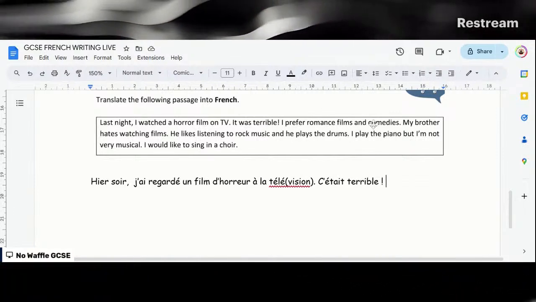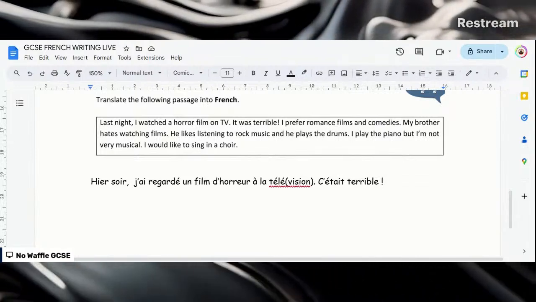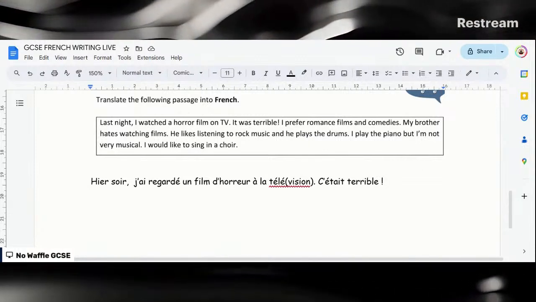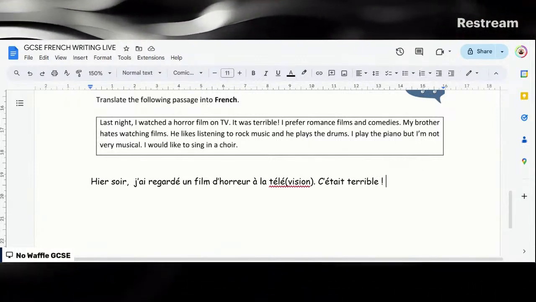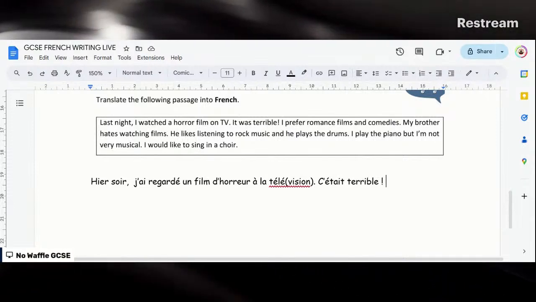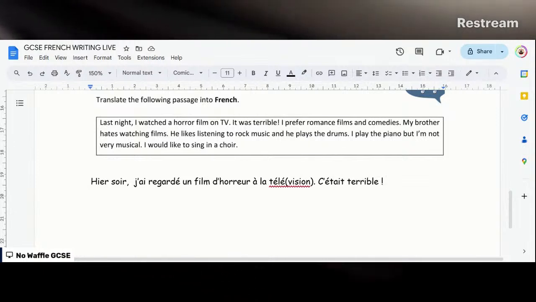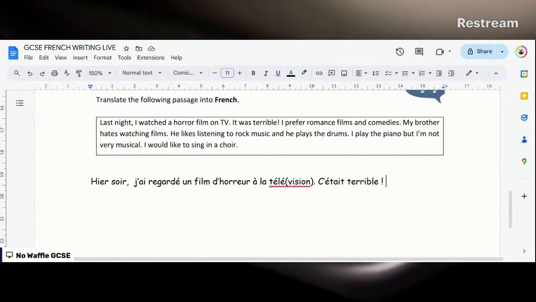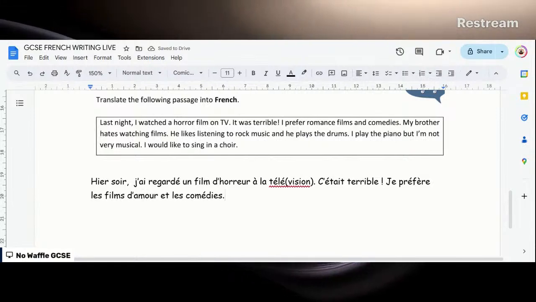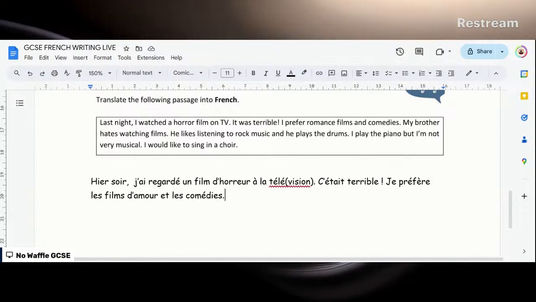I prefer romance films and comedies. So, je préfère. Notice with préférer, all of the accents on the E's are facing the same way. But when you start to conjugate it, depending on what gender and whether you're singular or plural, then the accents start to face different ways. So you say, je préfère le film d'amour et le comédie. So romance films are le film d'amour, or you could say le film romantique et le comédie.